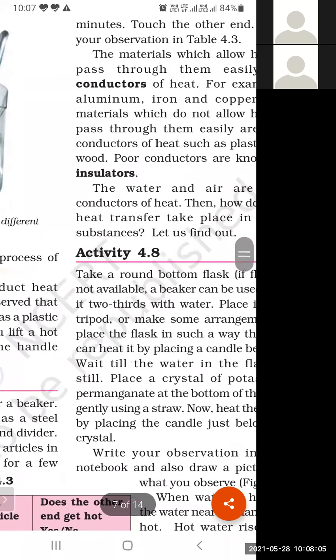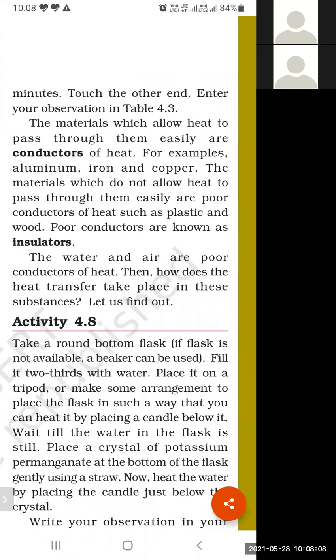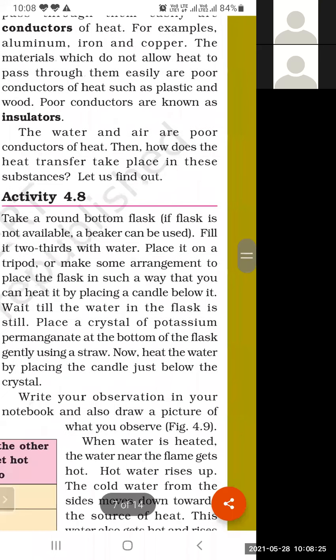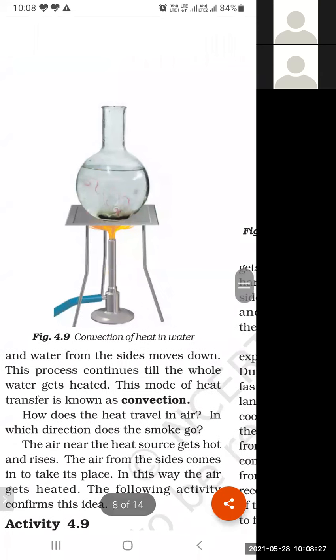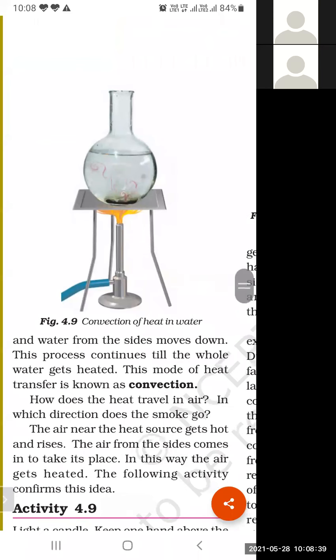Then we discussed conductors and insulators. Conductors are materials which allow heat to pass through them. All metals are conductors, like aluminum, iron, copper. Insulators are those materials which do not allow heat to pass through them, like rubber, plastic, wood. Then we discussed the second method, that is convection. Convection takes place in liquids and gases. So students, learn these activities again and again. You will be able to give the answer on these two modes of heat transfer.